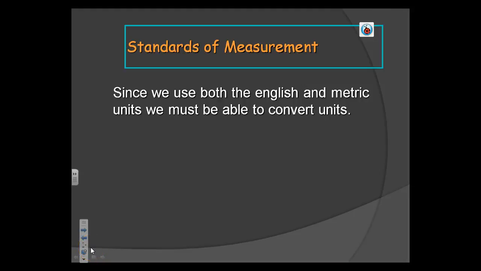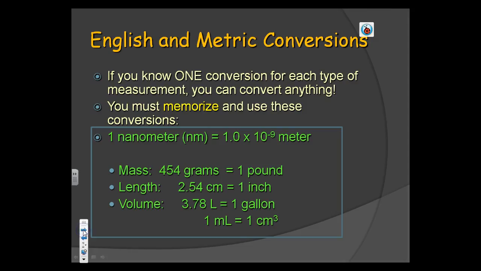Since we use both English and metric units, we must be able to convert between units. I'm going to teach you a process called dimensional analysis, and this is a very organized way to go about conversions from one unit to another. In order to use dimensional analysis, we first need to know some conversion factors, so something equal to something else.